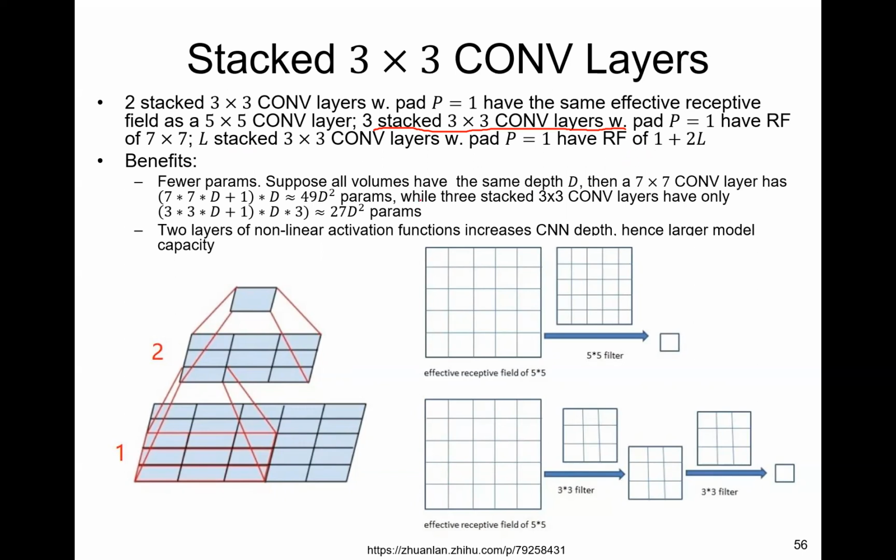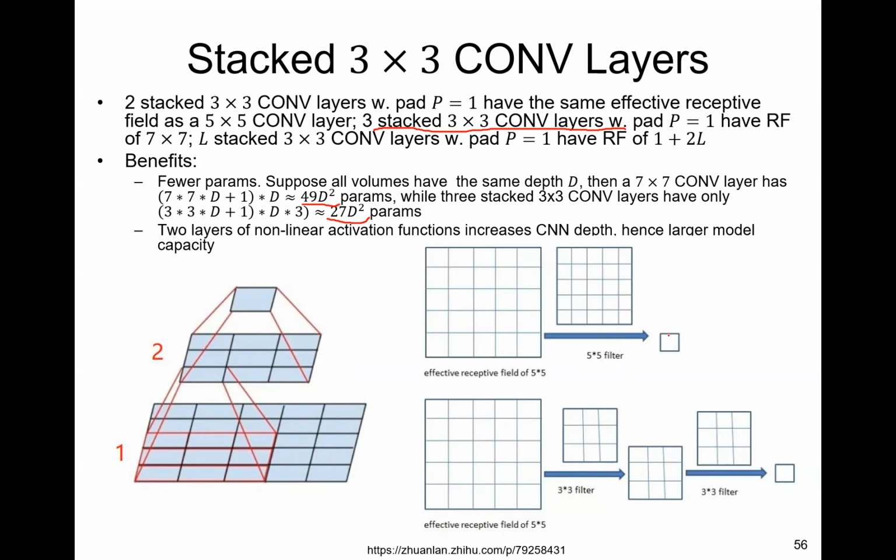Suppose all the volumes have the same depth d. They don't have to have the same depth, it's just an assumption for the example. Then you can compute the number of parameters of a 7x7 conv layer as 49 times d squared. But if you have three stacked 3x3 conv layers, then you have 27 times d squared, and they achieve the same effect in terms of the spatial size.